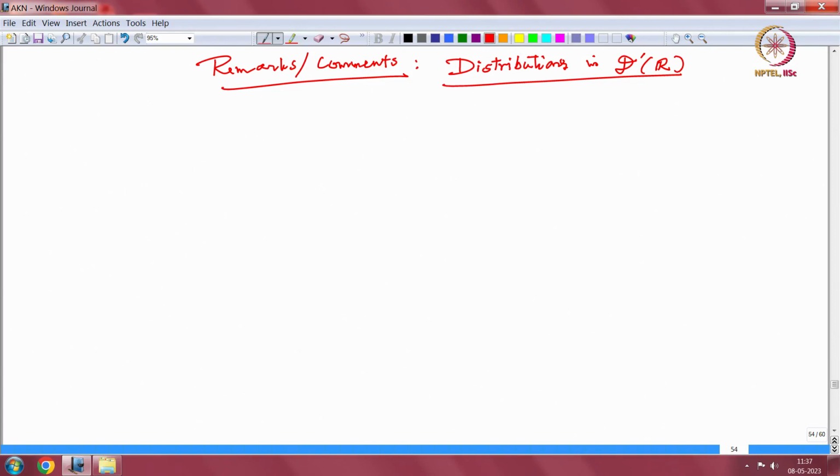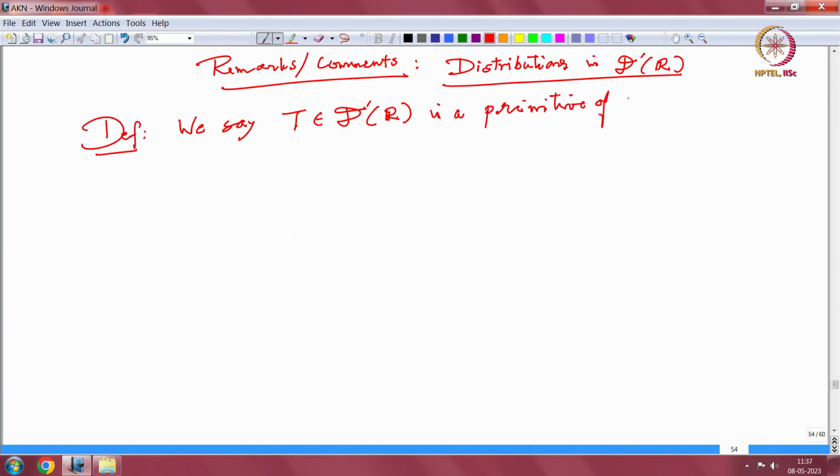So start with a definition, the same definition you are familiar with for functions. We say T belonging to D prime of R is a primitive of S as a distribution, again the same definition as for functions, if dT by dx is equal to S. We are dealing with one dimension, that is all.